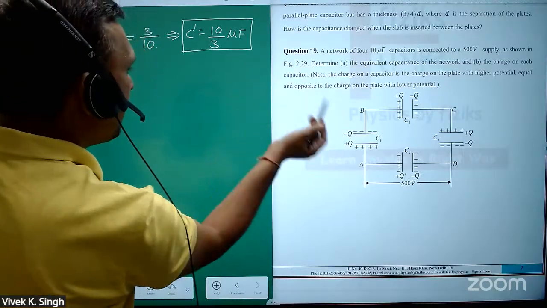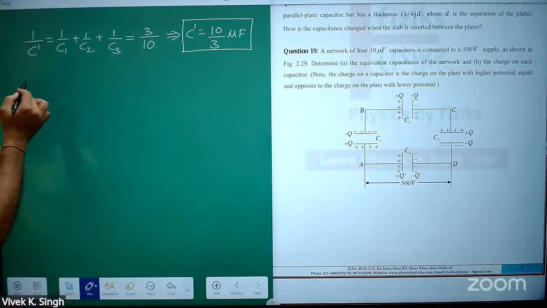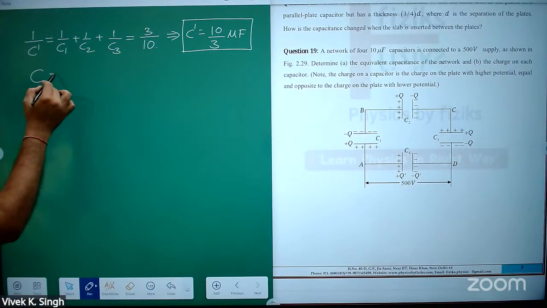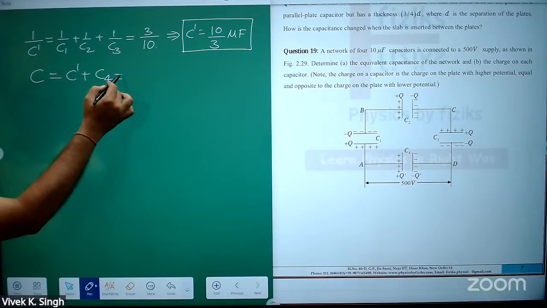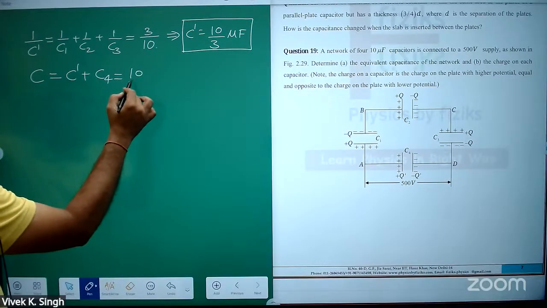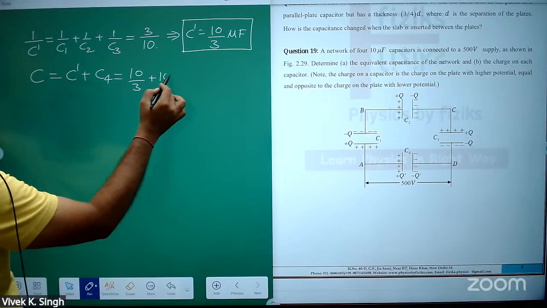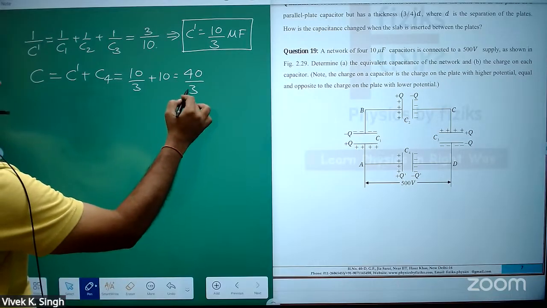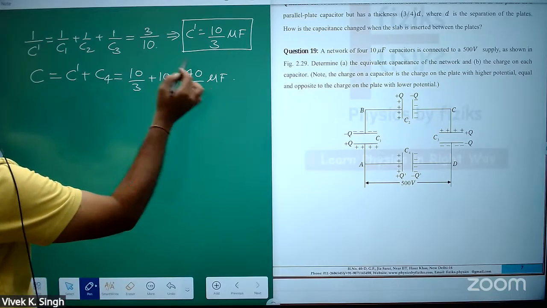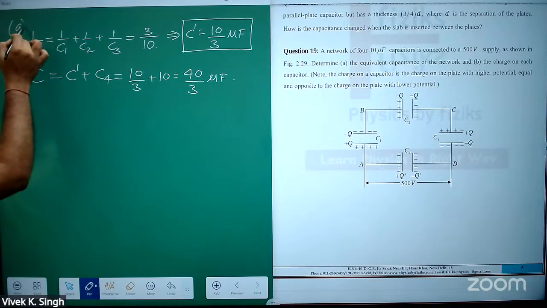Now this is in parallel with C4. So this will be C dash plus C4, and that will be 10 by 3 plus 10. So this is 40 by 3 microfarad. This is the equivalent capacitance, A part.